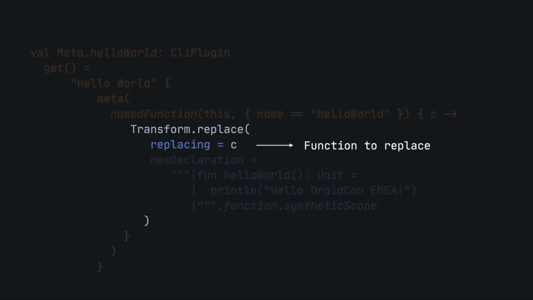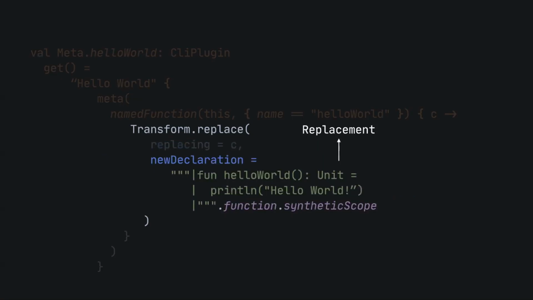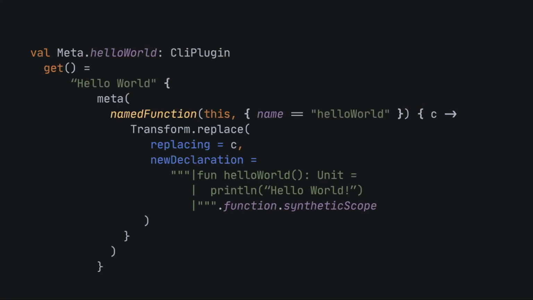So when I apply this transformation, I'm going to specify what it is that I want to apply this transformation on. Is this function? And I'm going to supply to it what the new declaration would be. So I'm using a string template here, and I'm specifying what the new declaration is, and it has a greeting that I want, hello world. The string template needs to get converted into objects, which is what the function .synthetic scope call does. So here is a very simple hello world plugin, which applies some transformation.